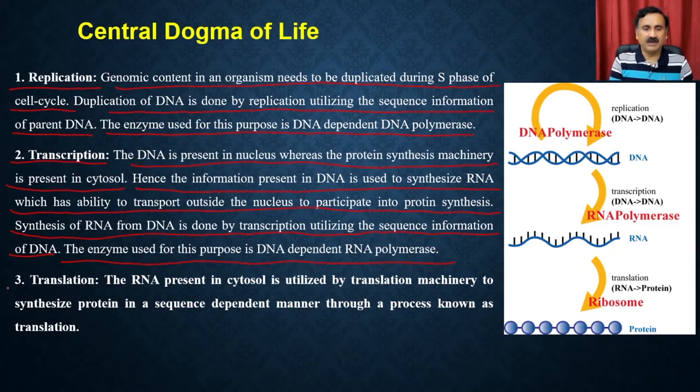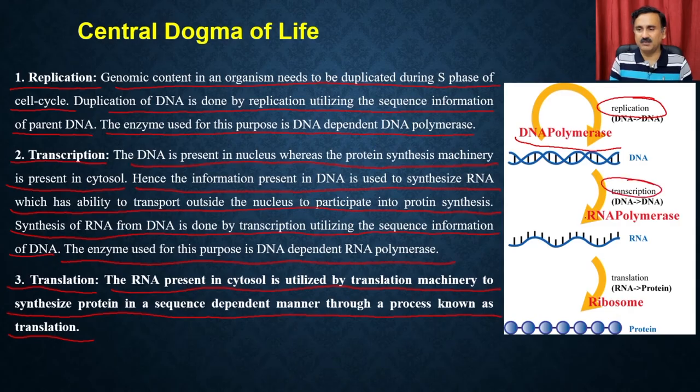The enzyme used in this process is called the DNA dependent RNA polymerase. Okay. Then we can also have translation. The RNA present in the cytosol is utilized by the translational machinery to synthesize the protein in a sequence dependent manner through a process known as translation. So these are the things which we have depicted here: the DNA dependent DNA synthesis, which is going to be done by the DNA polymerase. The process is called replication, then you can have transcription, and then you also have translation.